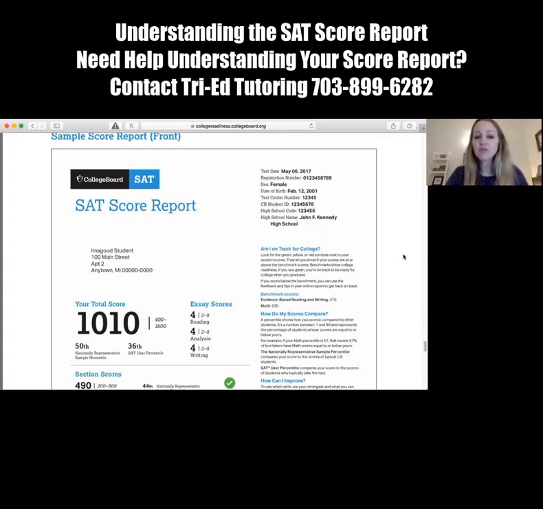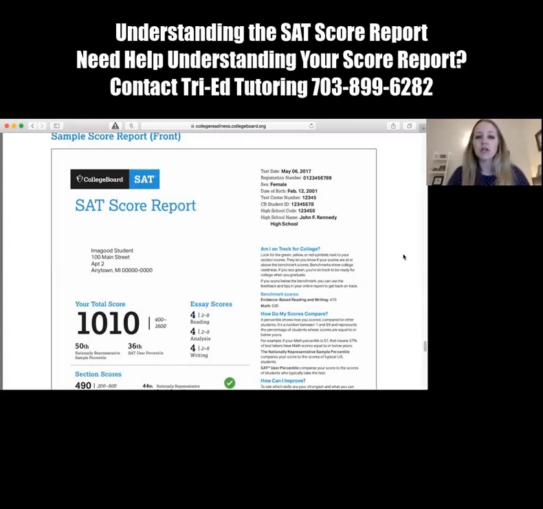So after you take your first SAT, you are very likely going to retake the SAT unless you manage to get a 1600 on the first go. And if you are going to retake it, then you want to take a look at your report and see what were your strengths and weaknesses and where can you improve. And that way you know where to spend your time studying for the next test.